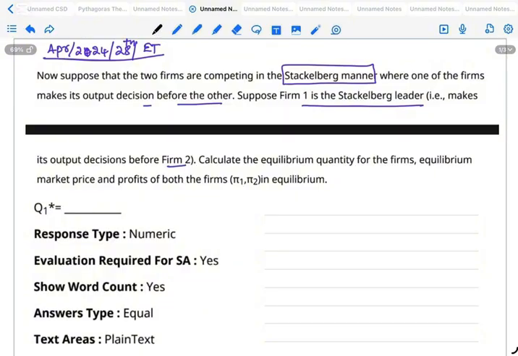That is, firm 1 takes the first decision, and based on this firm 1 decision, firm 2 decides. Calculate the equilibrium quantity for the firms, the equilibrium market price, and the profit for both firms, pi 1 and pi 2, in equilibrium. So they are asking to find the profits of both firms, and they are competing in a Stackelberg manner.